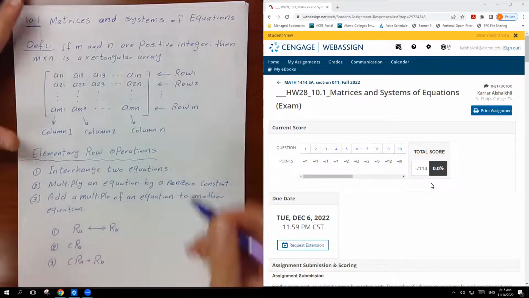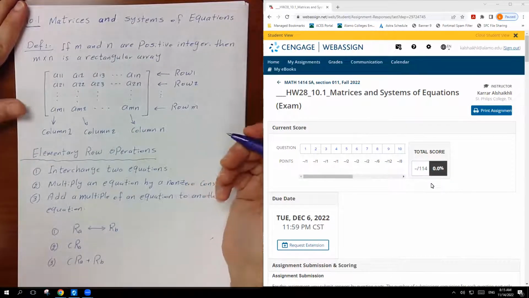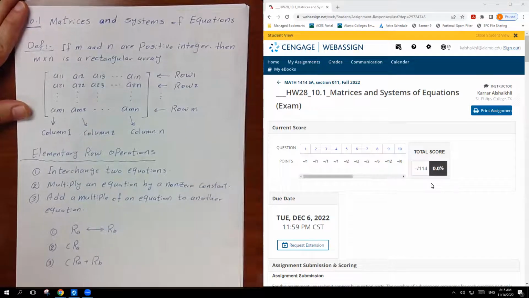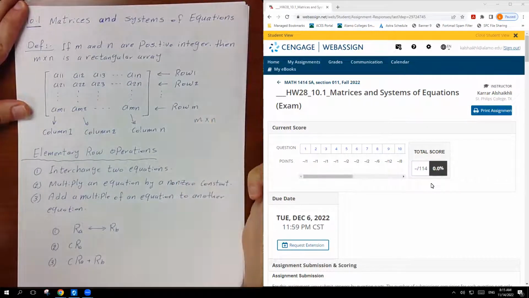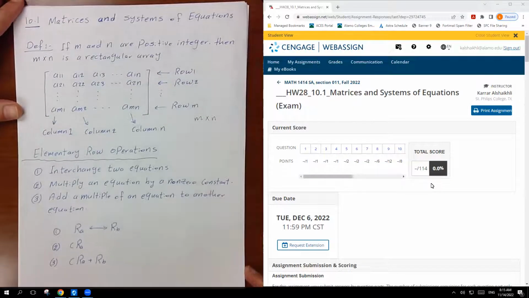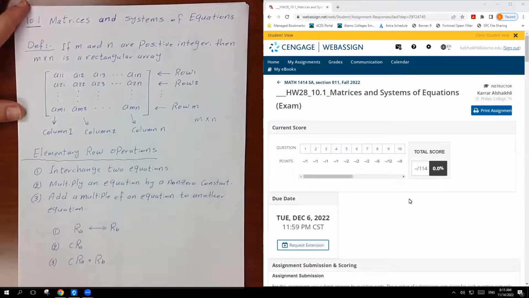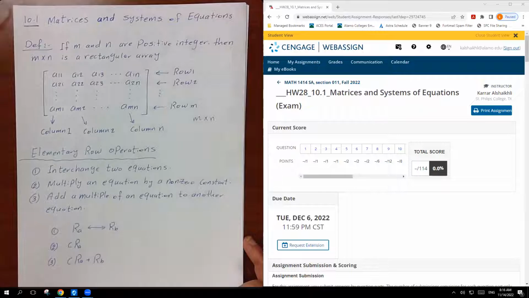Now, the degree of the matrix is the number of rows times the number of columns. If they ask you about the degree of the matrix, it's going to be the number of rows and the number of columns. So this is the first thing. We're going to check that when we do an example.